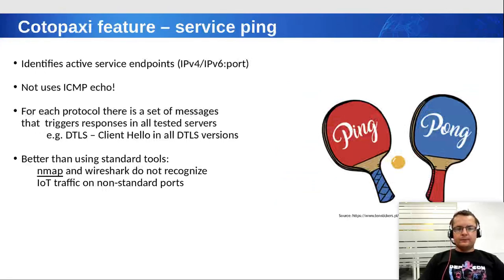Okay, the first and basic tool in the Cotopaxi toolkit is Service Ping. It's used by all other tools to check whether there's an active server of a protocol at a specific address and port. It uses a set of payloads for each protocol to test endpoints. And this is an extension of the usual port scan using nmap.